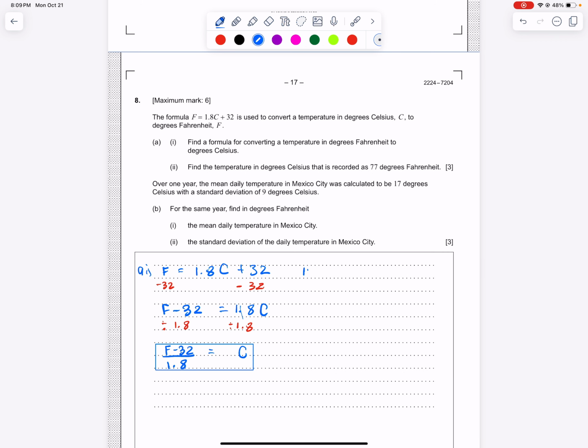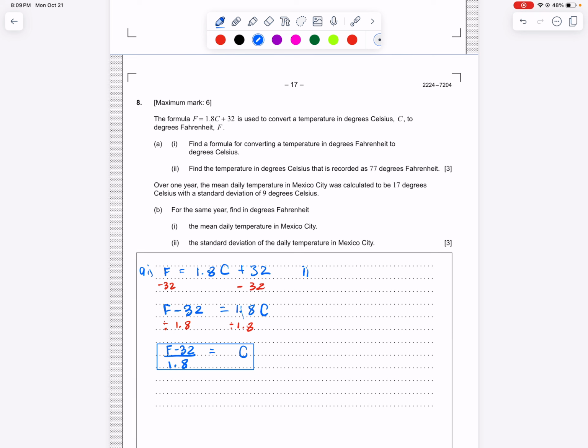All right, so for the second part of the question, it says to find the temperature in Celsius that is recorded as 77 degrees Fahrenheit. So we already did the hard part. We already found the formula. So our formula, I'm going to rewrite it, is F minus 32 over 1.8. And it wants us to convert 77 degrees Fahrenheit to Celsius. So Celsius equals, and now we can plug in 77 for F and type that into our calculator.